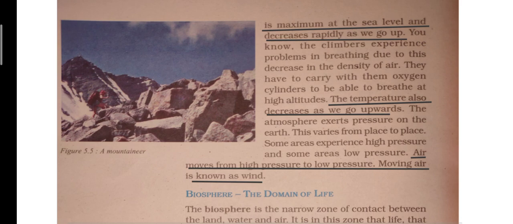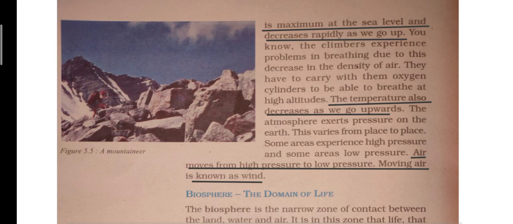The atmosphere exerts pressure on the earth. This varies from place to place. Some areas experience high pressure and some areas low pressure. Air moves from high pressure to low pressure. Moving air is known as wind. So children, along with the density of air, the temperature also decreases as we go to a higher place or as we go to a place with higher altitude. For example, Shimla will be cooler than any other place because it is situated at a higher altitude. That is why all the hill stations have a very cool climate.